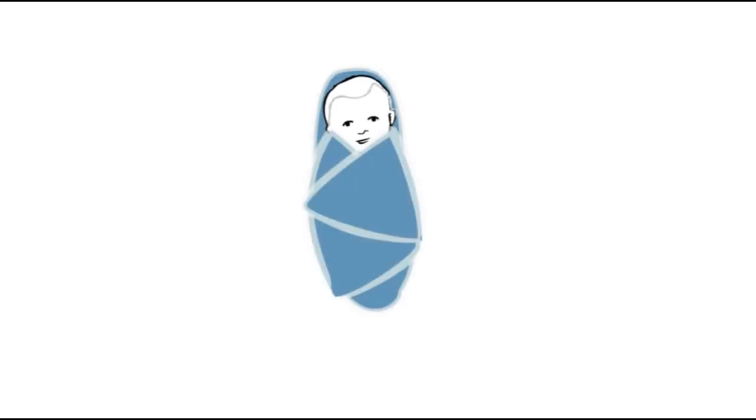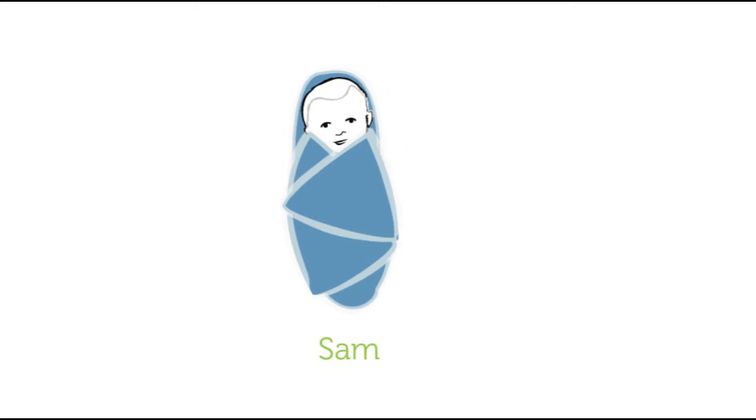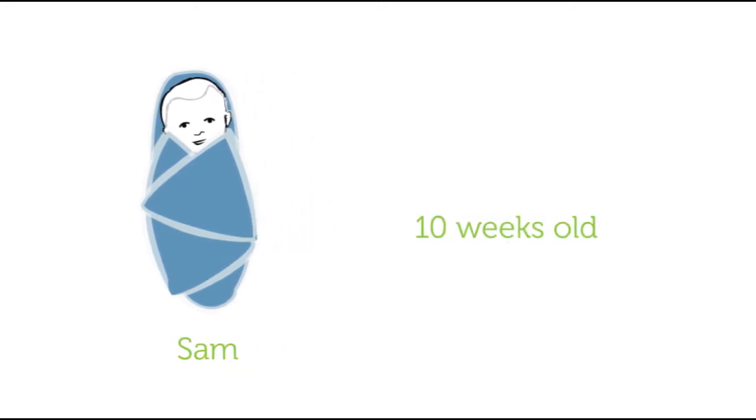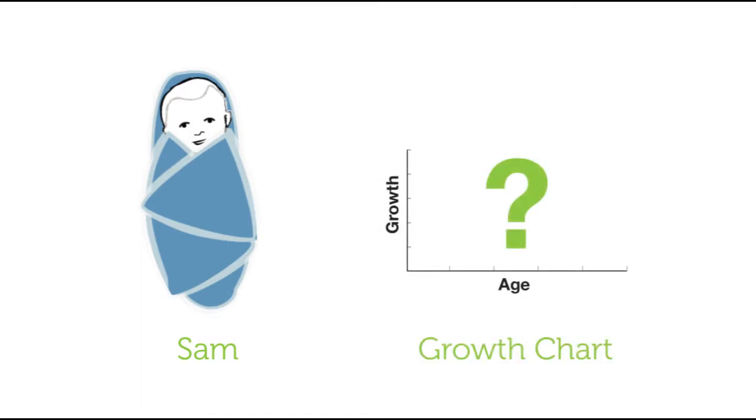Let's look at how to plot points on a growth chart with an example. We just received a new infant in our care named Sam. Sam is a 10-week-old male, and we want to look at his linear growth. What growth chart should we use?